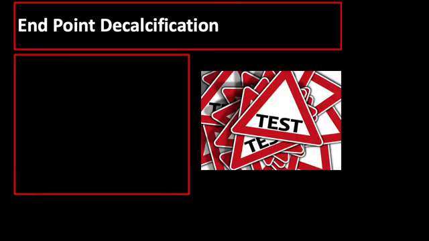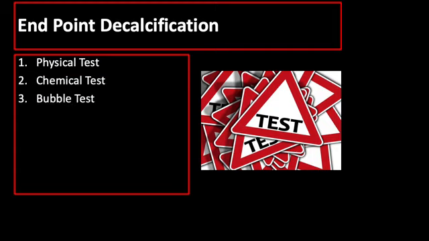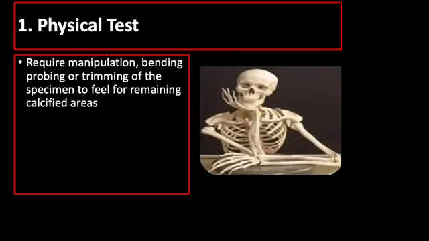Now let us discuss how to check the endpoint of decalcification. There are various methods to determine the endpoint of decalcification, namely physical test, chemical test, bubble test, or radiography. So for physical tests, it requires manipulation, bending, probing, or trimming of the specimen to feel for the remaining calcified areas.